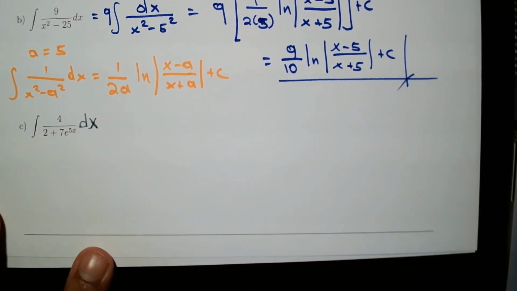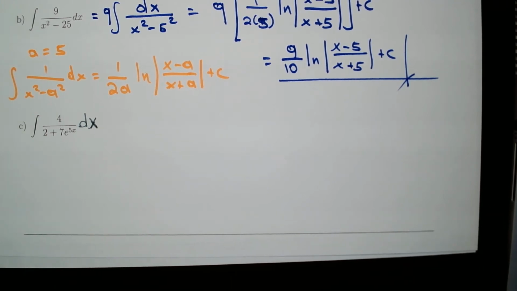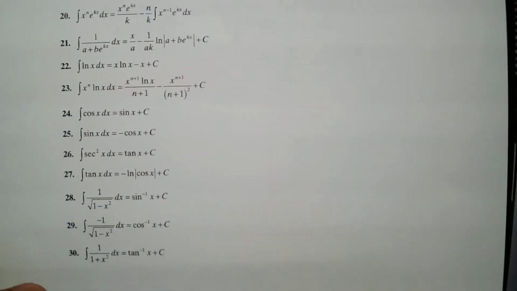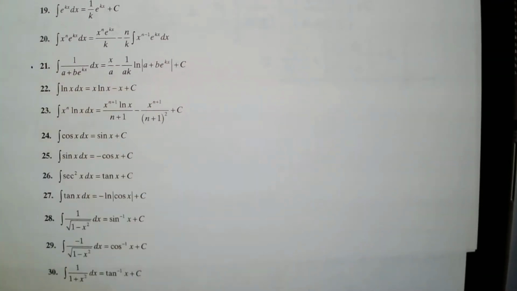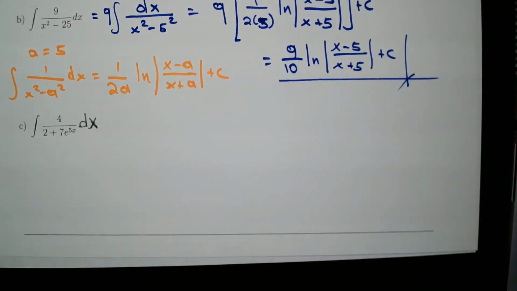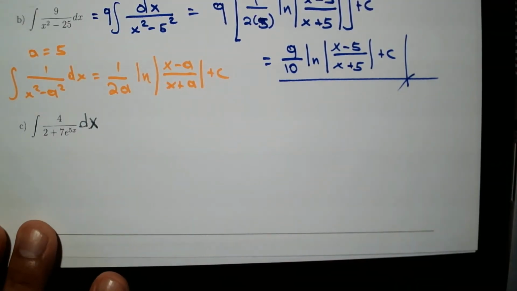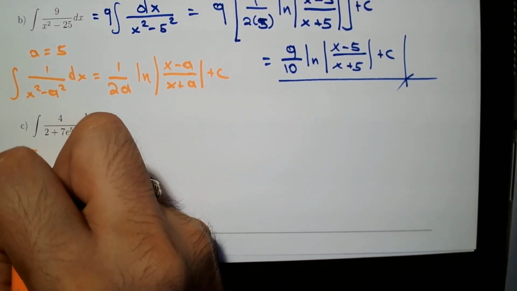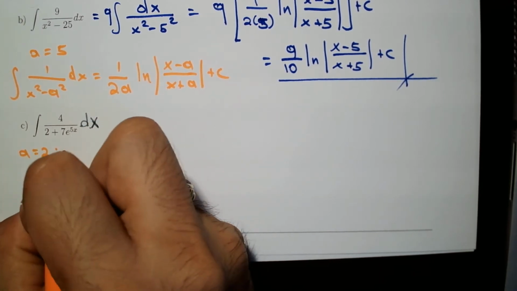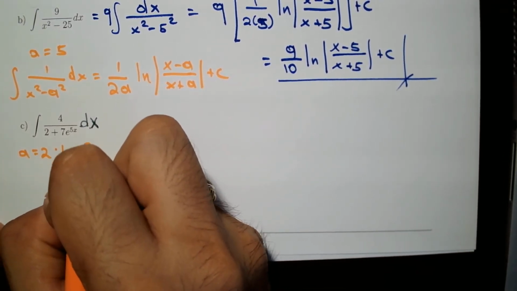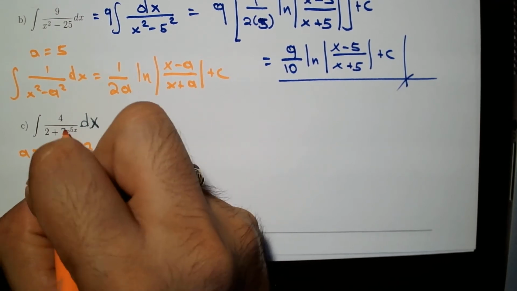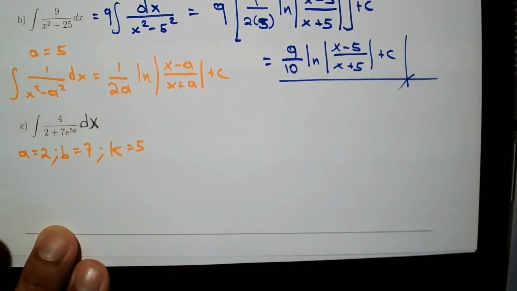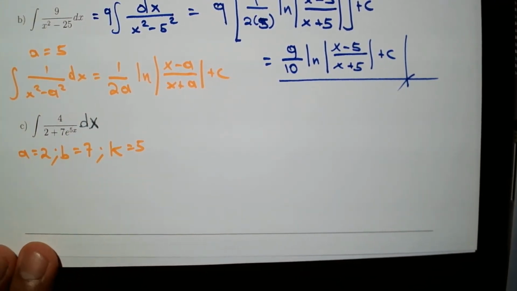So, in this case, let's find a suitable formula. Looking at the formula sheet, it looks to me like formula 21 seems to be there. Okay, so we need to identify 3 things. Number 1, an a, which in this case is the number 2, a b, which is the number 7, and a k, which is the number 5. Let me write down the formula just for your reference.